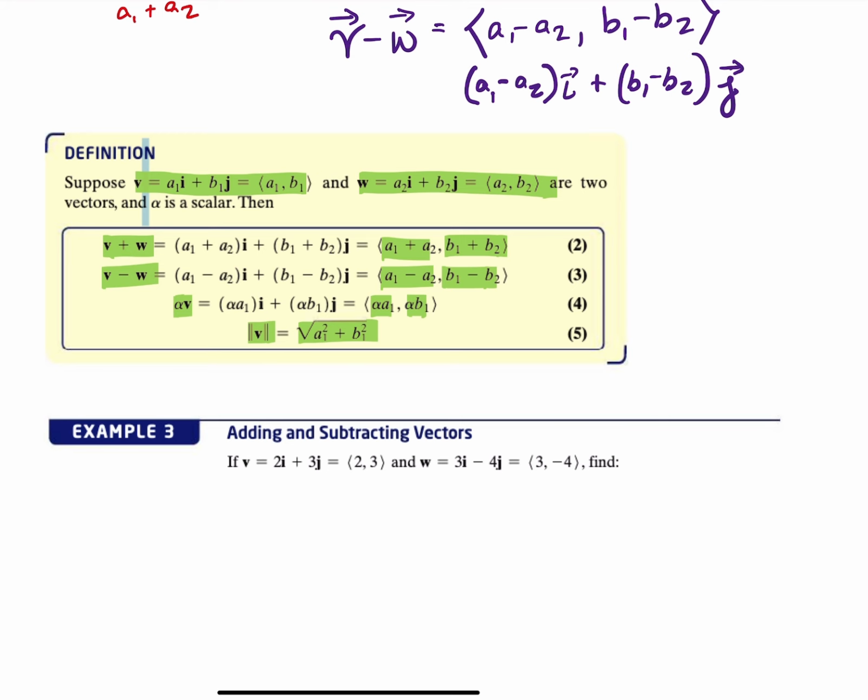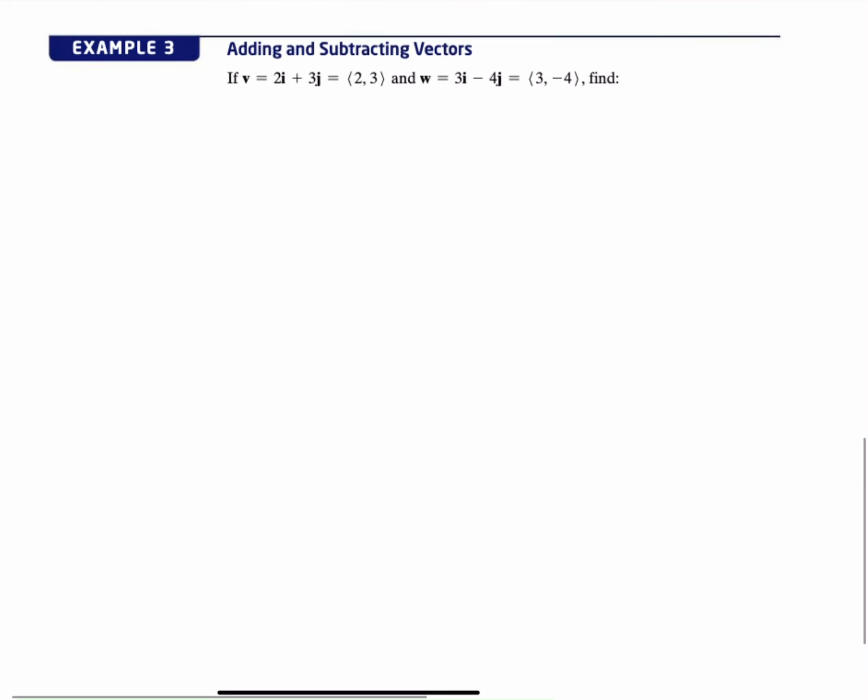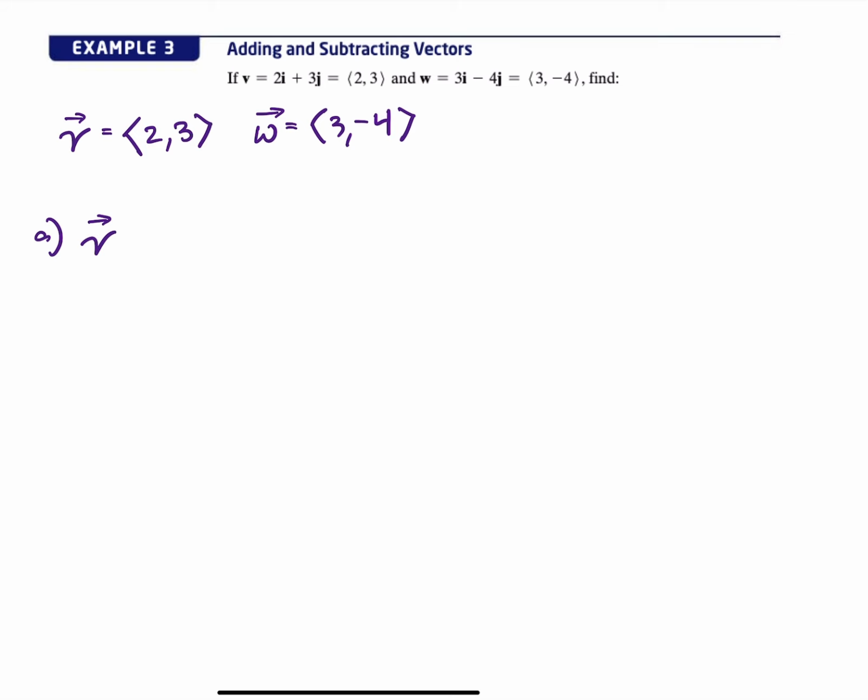So let's practice combining some vectors together. So in example 3, we have our first vector v, and I'll write it in component form, 2, 3. And our second vector w is 3, negative 4. So first let's add them together. v plus w should just be 2 plus 3, 3 plus negative 4. So that will give us 5, negative 1.